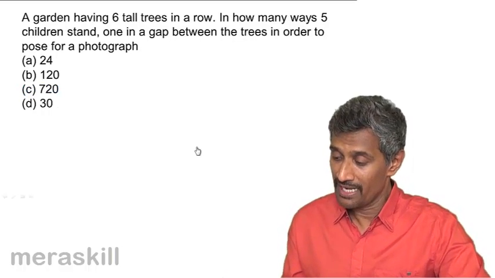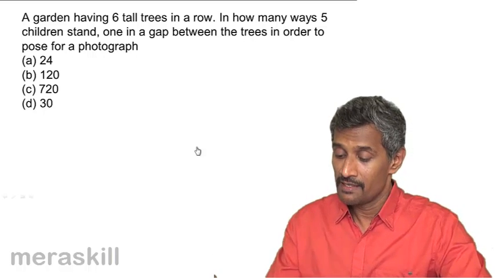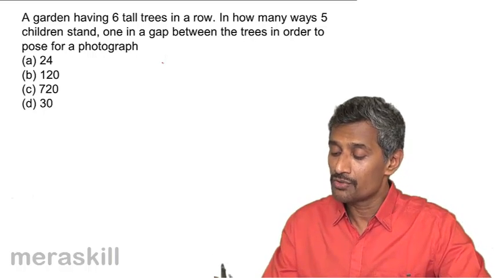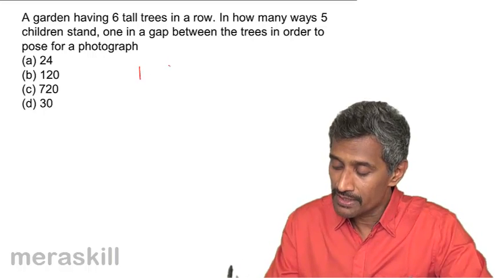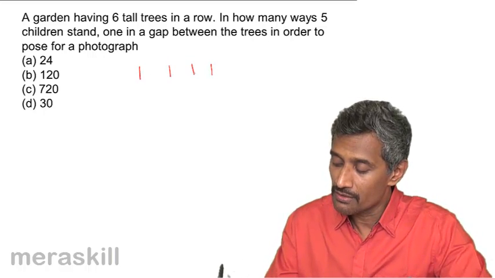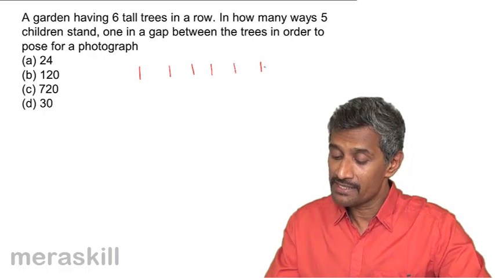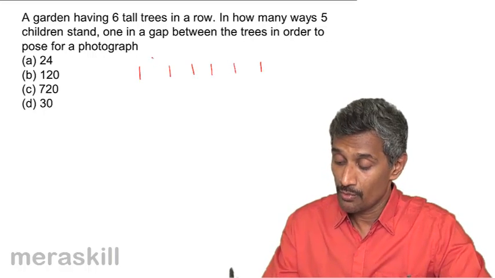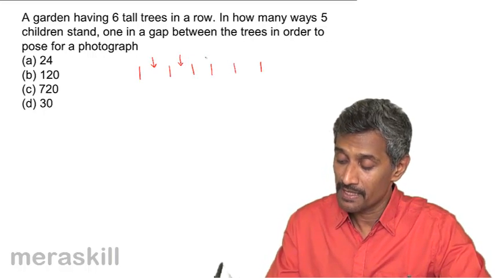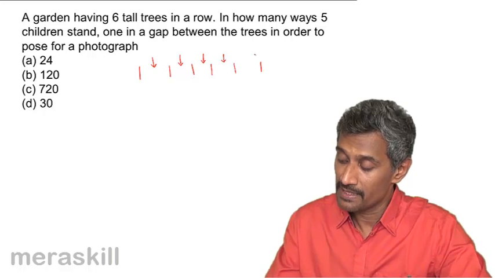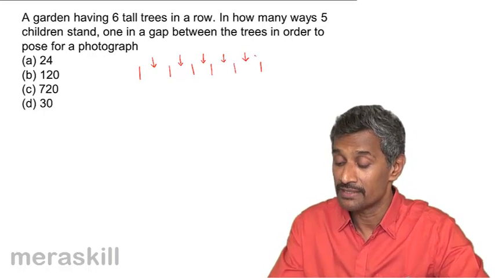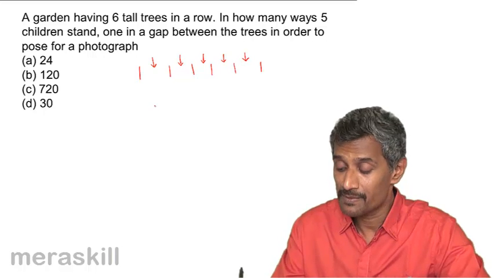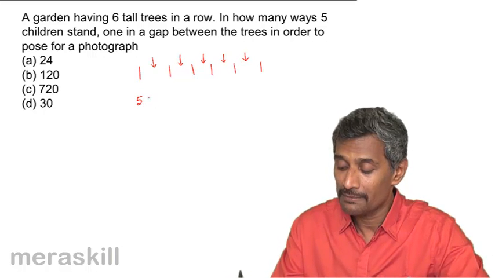Then we have this. A garden having 6 tall trees in a row. So let's draw those 6 trees: 1, 2, 3, 4, 5, 6. In how many ways can 5 children stand, one in a gap between the trees? So we have this place, this place, this place, this place, and this place. So between the trees, there are only 5 gaps, and these 5 gaps have to be occupied by 5 children.